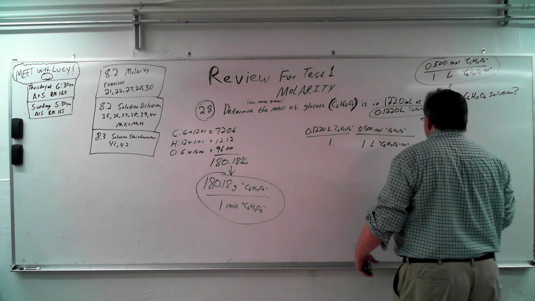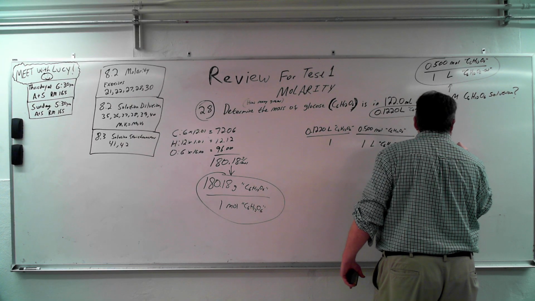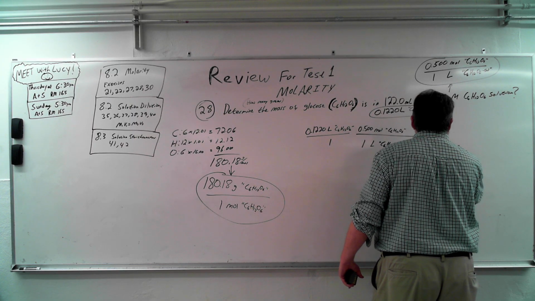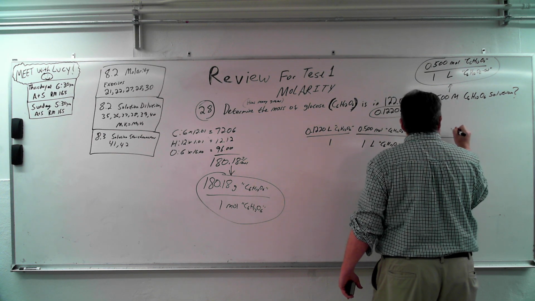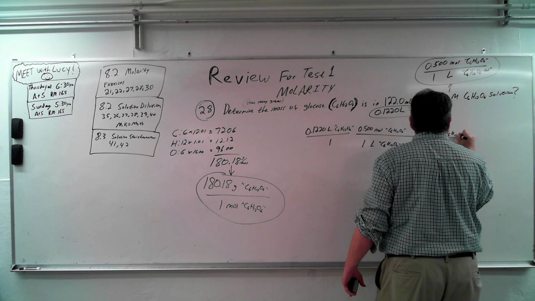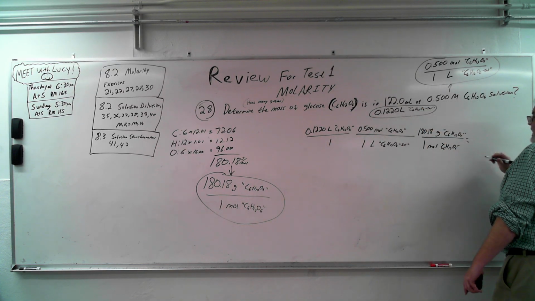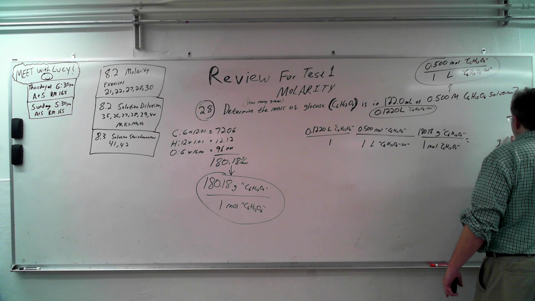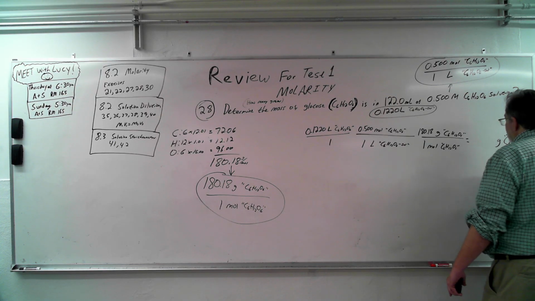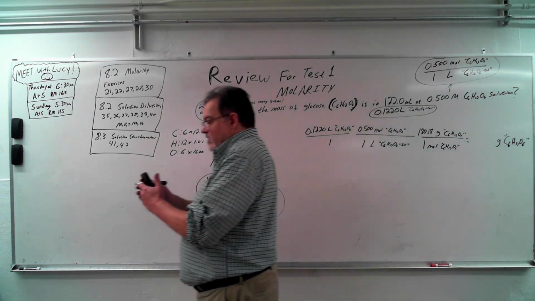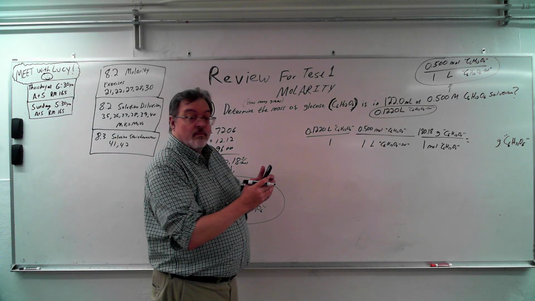Now we need moles of C6H12O6. 1 mole of C6H12O6 is 180.18 grams of C6H12O6. That'll cancel down to grams of C6H12O6. Maybe I won't use such a huge molecule on the test. 0.1220.